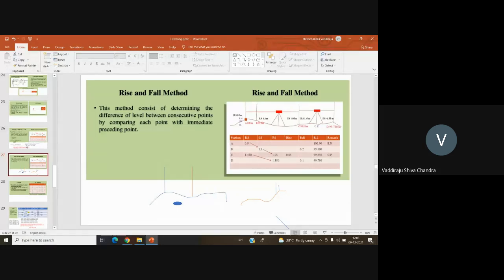So in order to cross verify whether we are doing the calculations correctly or not, we can go for this rise and fall method, where we find the numerical difference between two successive points.